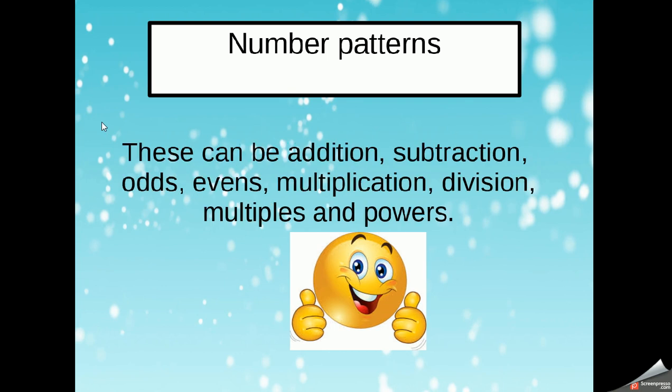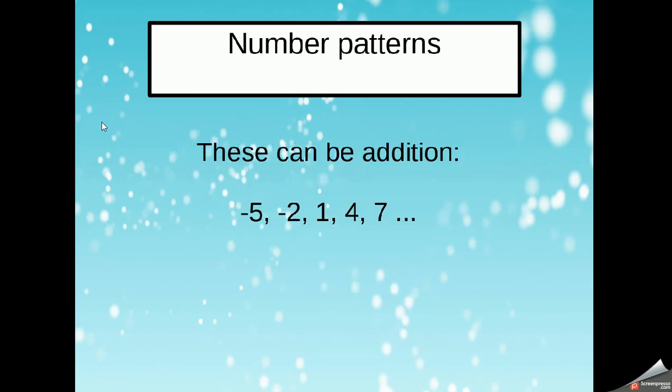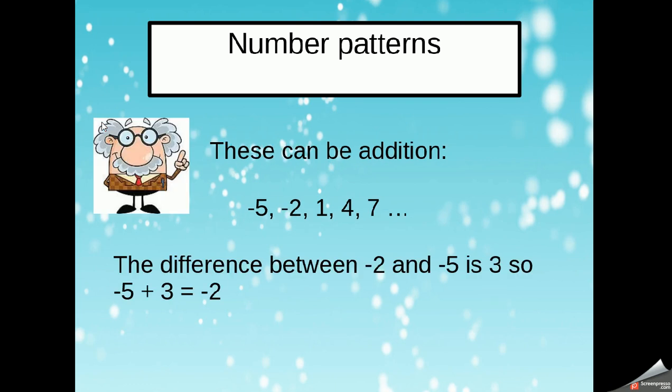Number patterns that you have to recognize can be addition, subtraction, odds, evens, multiplication, division, multiples, and powers. Now, all of these we've heard of, but how do we recognize them when we find a sequence of numbers? So in the example of addition, here we've got a sequence -5, -2, 1, 4, 7, and so on. The first thing I'm going to do is look at the difference between the first two numbers. In this case, the difference between -2 and -5 is 3, because -5 add 3 is -2.